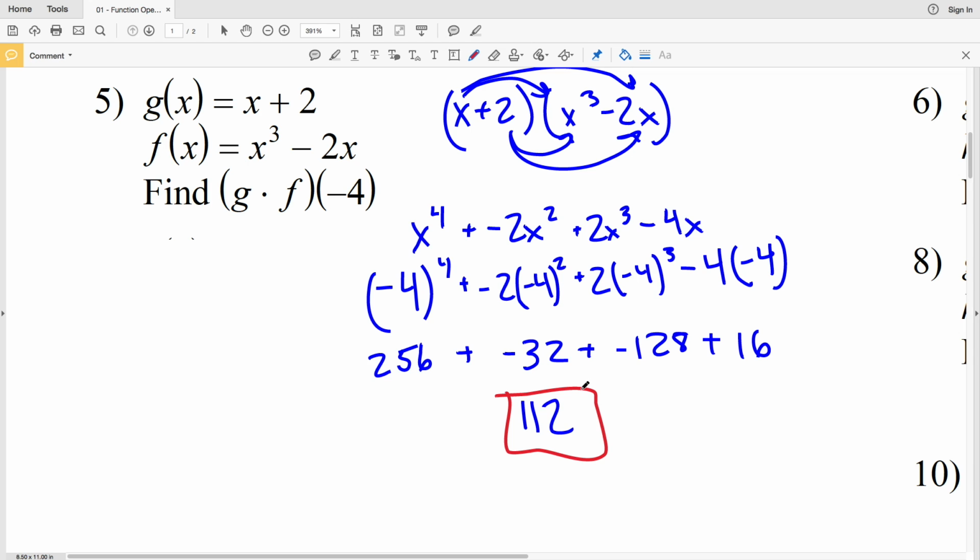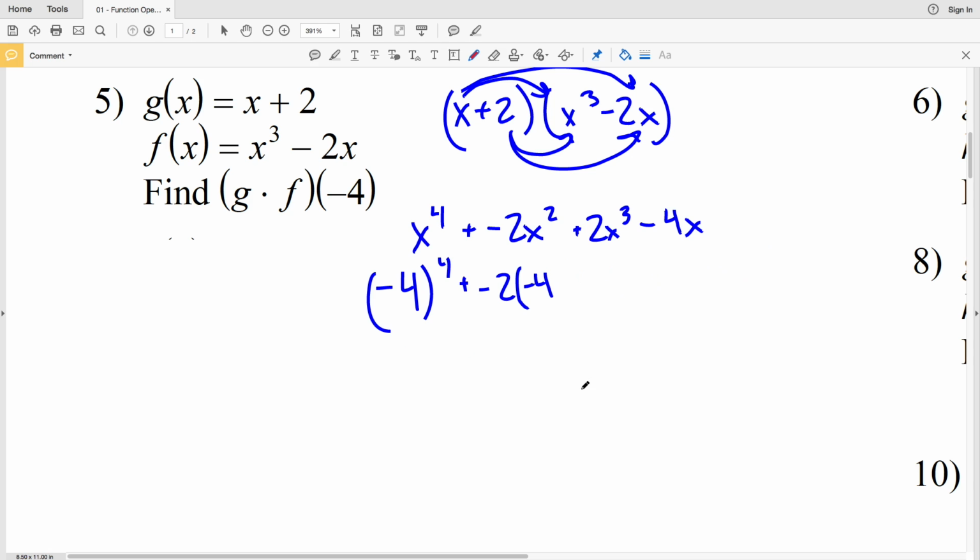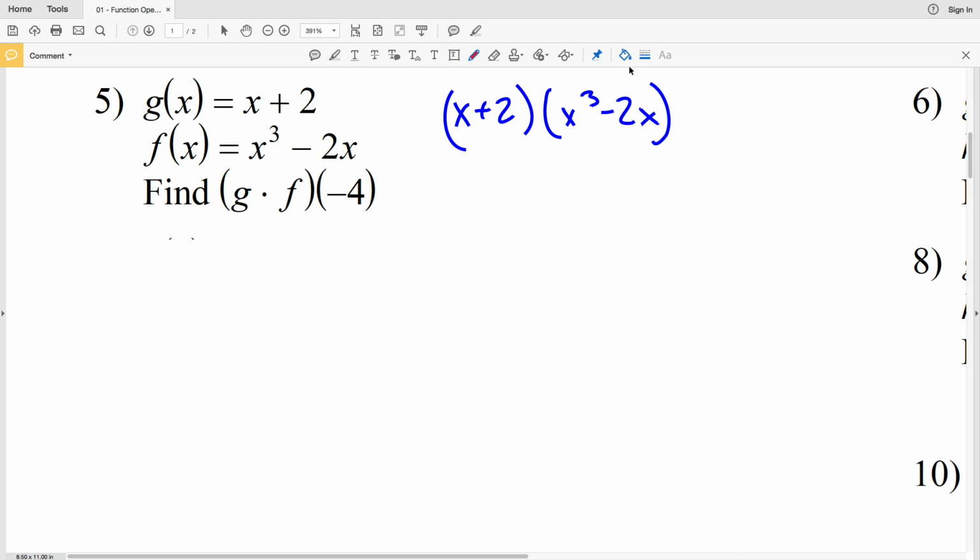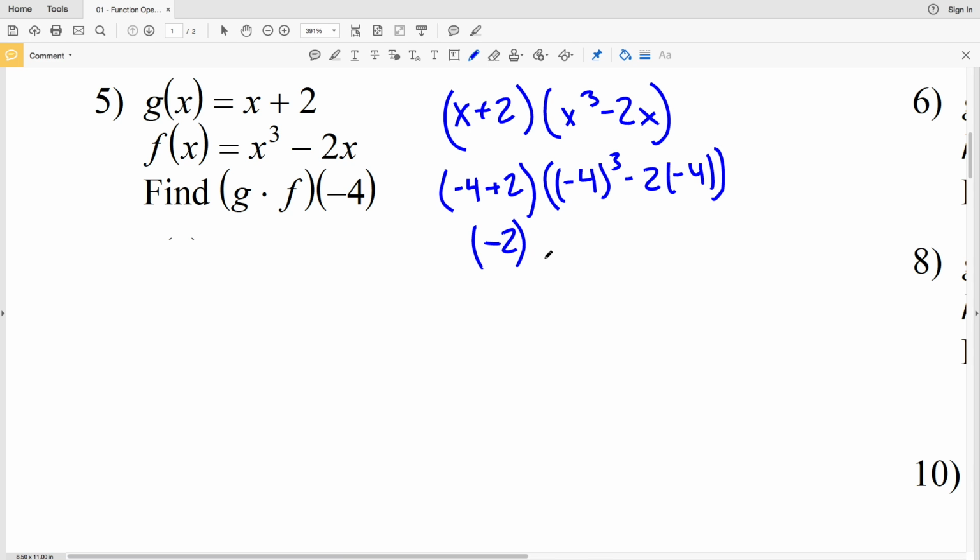However, if we were to plug in negative 4 at the start, I want to show you that that is going to be equivalent. So as opposed to FOILing, I'll now plug in negative 4. Negative 4 plus 2 times negative 4 cubed minus 2 times negative 4. Negative 4 plus 2 is going to be a negative 2. So negative 2 is going to be multiplied to negative 4 cubed, which is negative 64, minus 2 times negative 4, which will be minus a negative 8, or plus a positive 8.